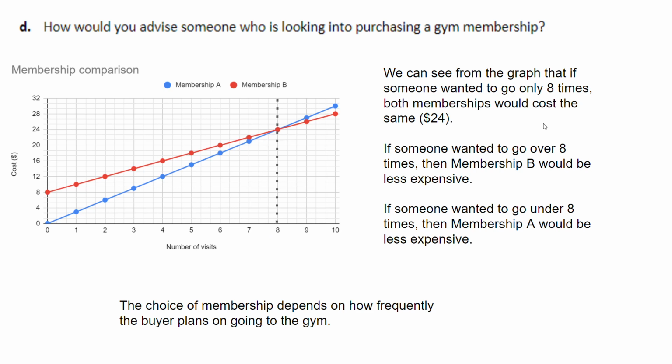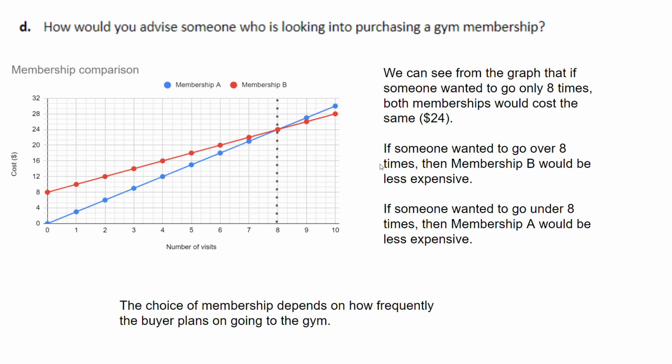However, if someone wanted to go over 8 times, say 9 or 10 times, then it would be better for them to go with membership B, because as you can tell, membership A costs more than membership B here. However, if someone only wanted to go under 8 times, so 7 or 6, then membership A would be the more profitable one, because in this case, membership B is above membership A on the graph, meaning it costs more in total to go under 8 times.